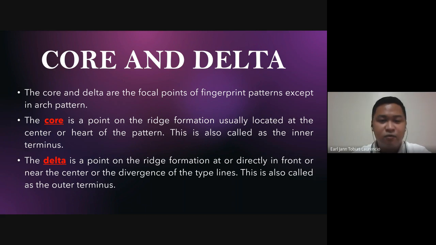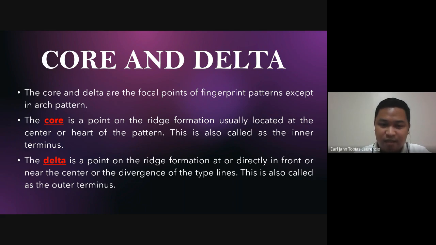Being that said, what is a core and what is a delta? So let us first define the two focal points of your fingerprint pattern. First, we have the core of the pattern. The core is located at the center or heart of the pattern area. Therefore, the core is always located at the center part of the pattern area. So always remember that. That is why it is also called the inner terminus of the pattern.